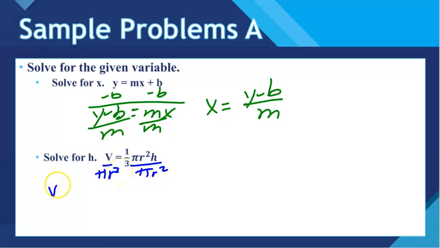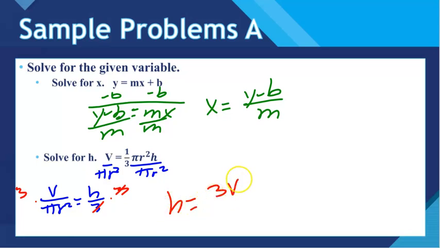So right now I have v divided by pi r squared equals h divided by 3. And I put h divided by 3 because that's the same as saying 1/3 times h. Now all I have to do is just multiply by 3 on both sides. And h is going to equal 3v all over pi r squared.